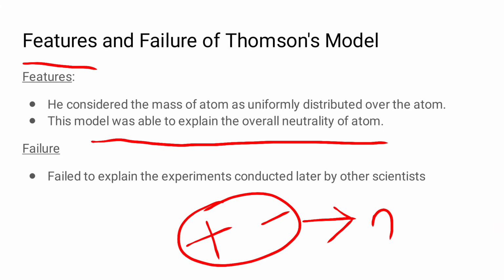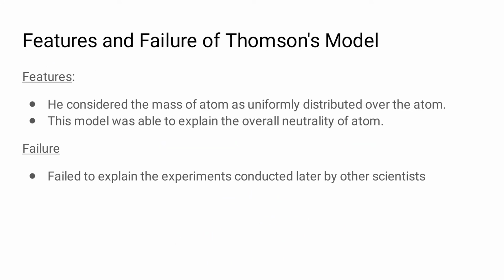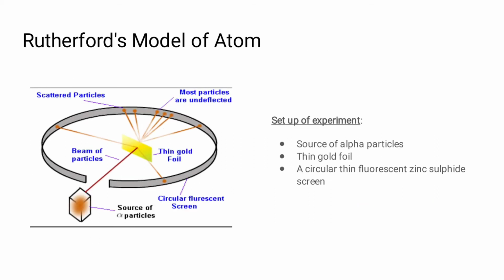Now, coming to the failure of his model. His model was not able to explain the experiments conducted by other scientists. That is, the experimental evidence for this model was not available at that time, which was the basic failure of his model. To overcome these drawbacks, many scientists were working. One of them was Rutherford. Rutherford, along with his students, worked hard in explaining this.